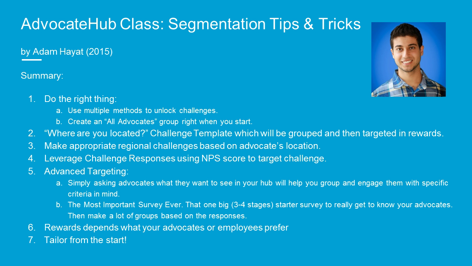In Adam's class that he did a year ago, there are 6 points that I could take from his class. So first is to do the right thing by using multiple methods to unlock challenges and create an all-advocate group right from the start. We will go over these methods in the future slides as it is still applicable to current situations. Regarding the geographical challenges, Infodist provides this special challenge template that asks where the advocates are located so that you can put them in groups by location. After that, you target the appropriate challenges and rewards to the specific groups in the countries.